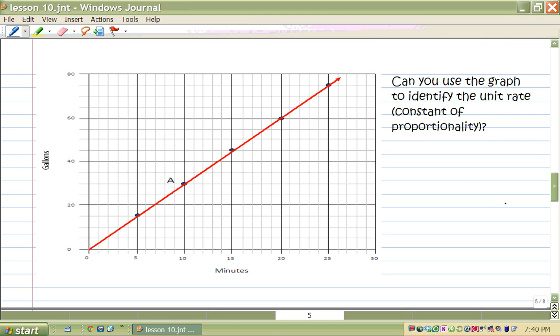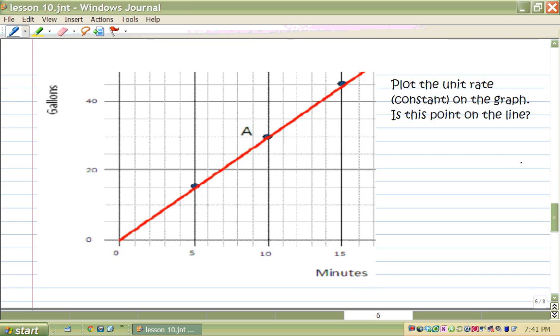Here, can you use the graph to identify the unit rate or the constant of proportionality? Because again, they're the same thing. So, can you do that? Pause the video. Well, of course we can. This is no big deal, right? Pick any point. How about this one right here that we just did and we said was 10, 30. And then what we're going to do is we're going to say, all right, well, the constant is equal to y over x, which is 30 over 10. And the constant of proportionality then is 3. Pretty cool. Moving on.